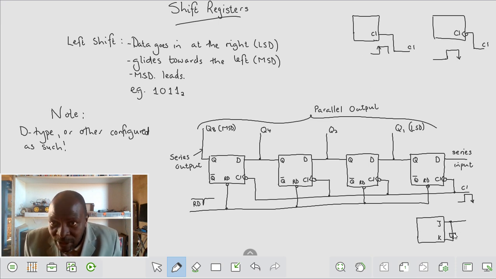If the JK is not a master slave type, then it will be direct. But if it's a master slave, we'll have to have our clock done the same way, all right? As for other master slaves.